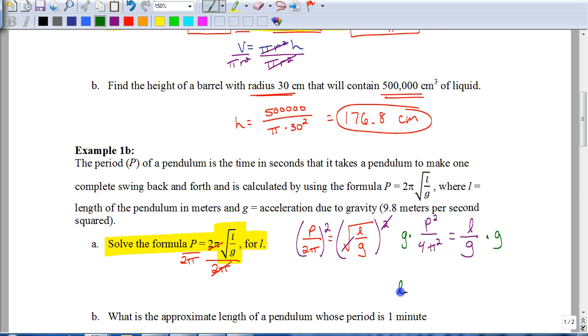So my equation would be L equals G times P squared divided by 4 pi squared. That would be your answer.